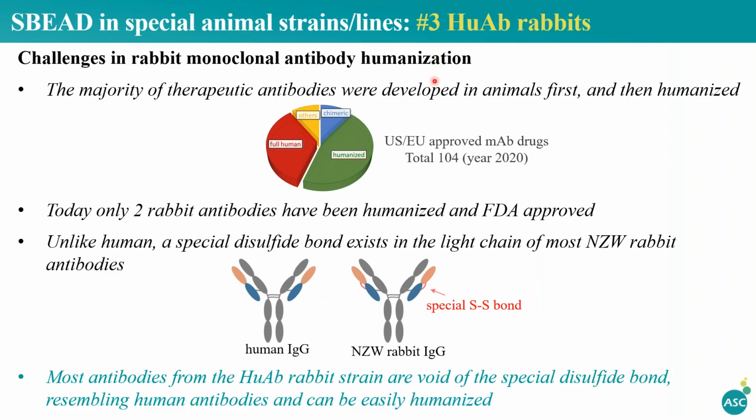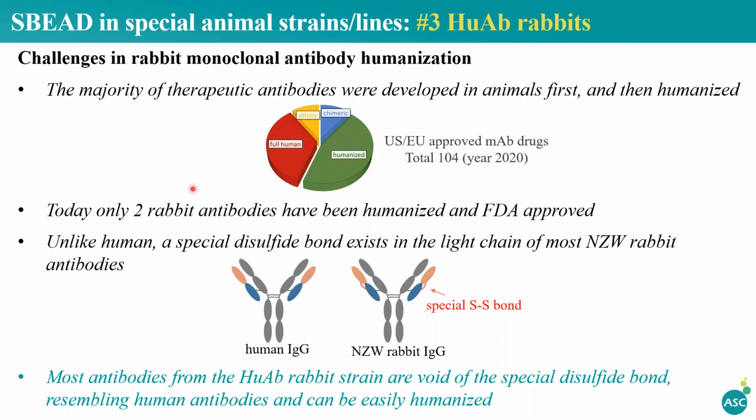The last rabbit strain I want to show you is what we call the Huab rabbit. Today, antibodies are used as a very important therapeutic reagent. Among all the antibody drugs that received FDA approval, most of them were originally developed in animals first and then humanized. Of these humanized antibodies, almost all were from mouse in the past. Until recently, things started to change.